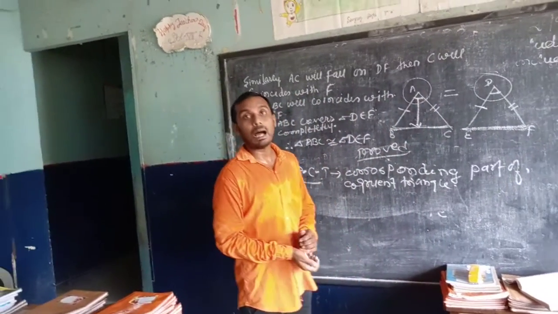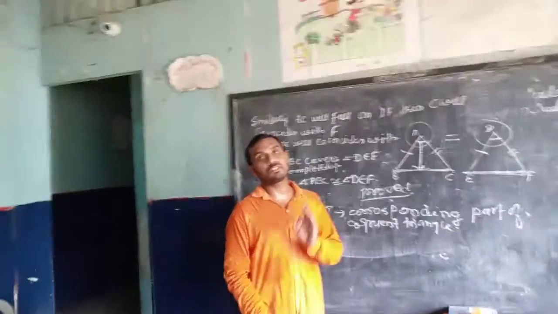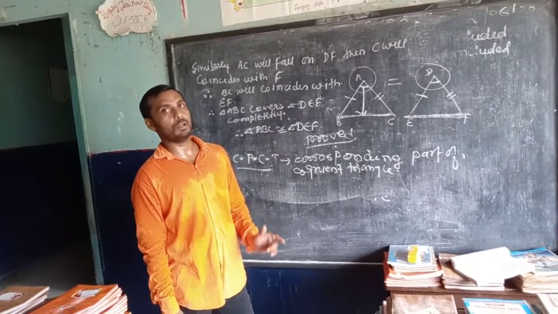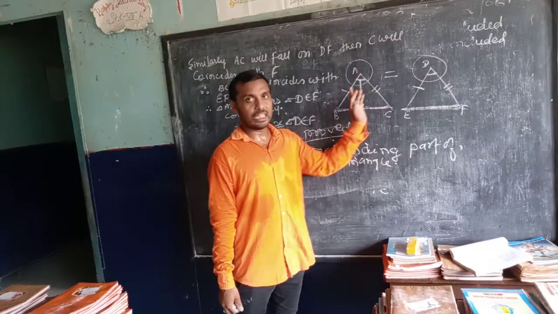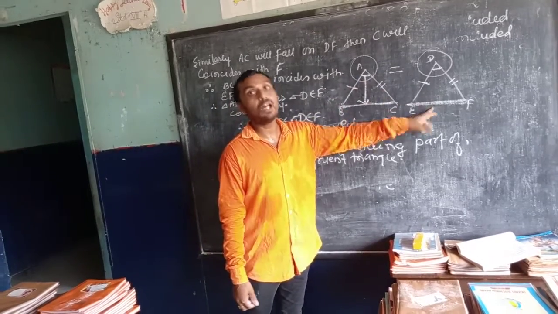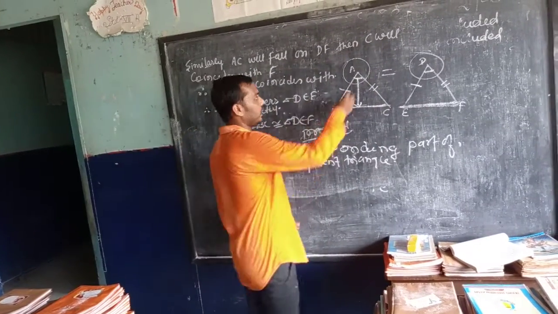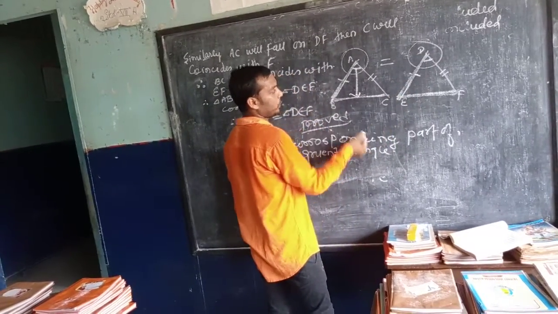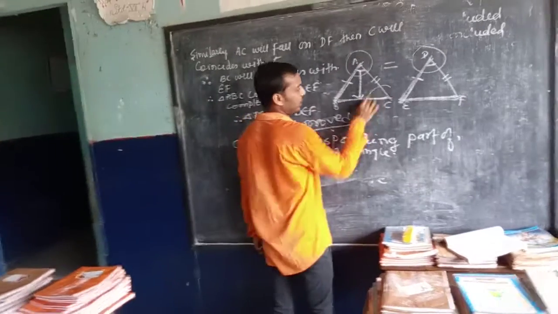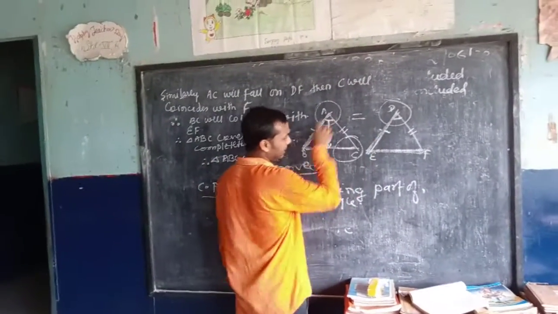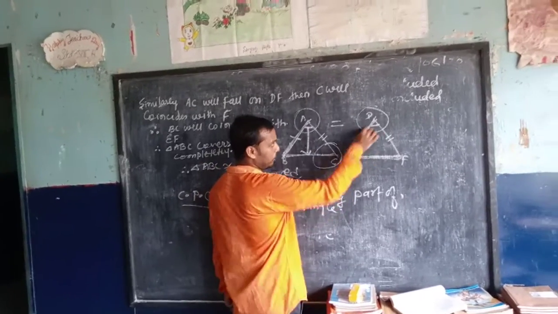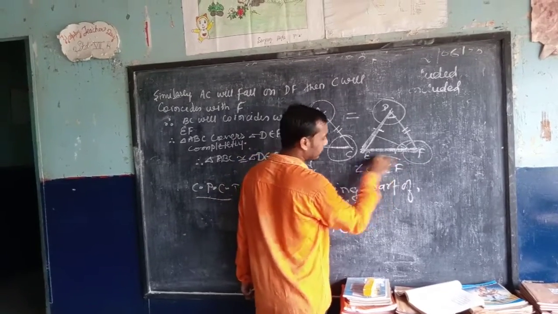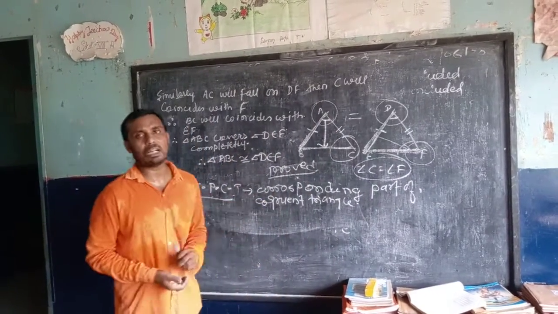When will this happen? Only when the triangles are congruent. When the triangles are congruent, then the corresponding parts are equal. Means what? If the angles are equal, then the sides opposite to equal angles are also equal, and when the sides are equal, suppose here AB is equal to DE, then the angle opposite to AB is angle C, and the angle opposite to DE is angle F. That means angle C equals angle F. So this is the result of CPCT, corresponding parts of congruent triangles.